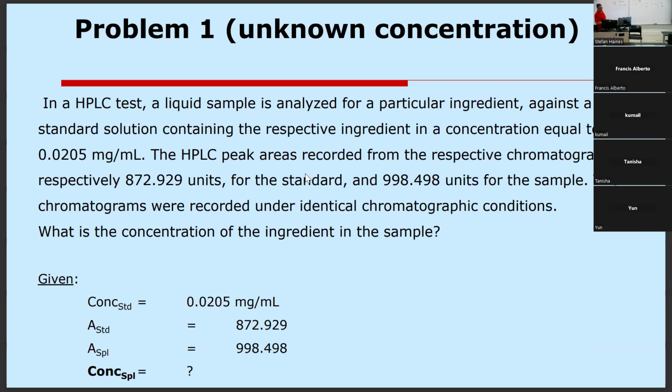So you're doing HPLC, we're looking for an ingredient. Our standard solution has 0.0205 milligrams per milliliter. And then we have peak areas. Our standard is 872.929, and our sample is 998.498 units. You guys will find that peak areas tend to just be listed in units. They just cancel out so you can get your milligrams later. And the conditions were the same. All right, so we have all the things we need except for the concentration of the sample. So we're going to have to isolate the concentration of the sample there.